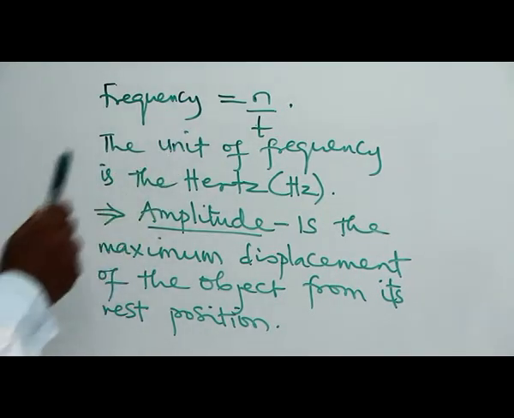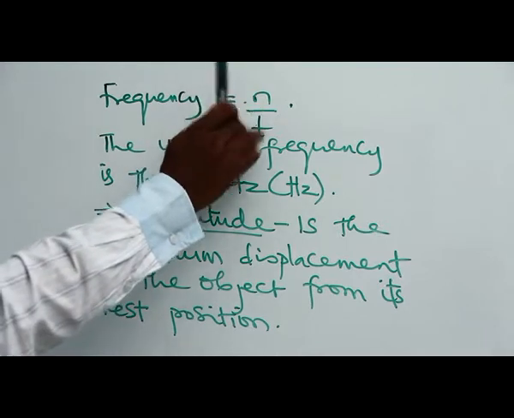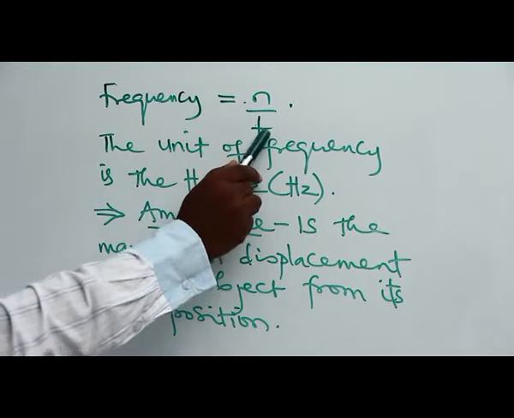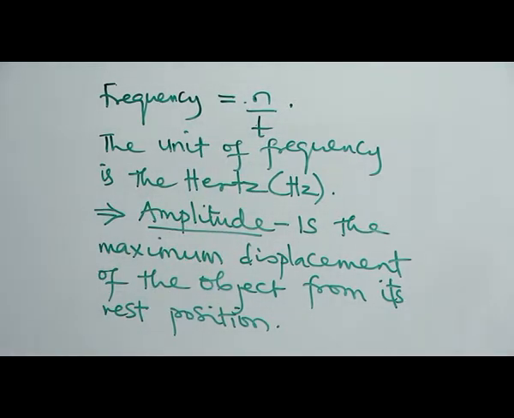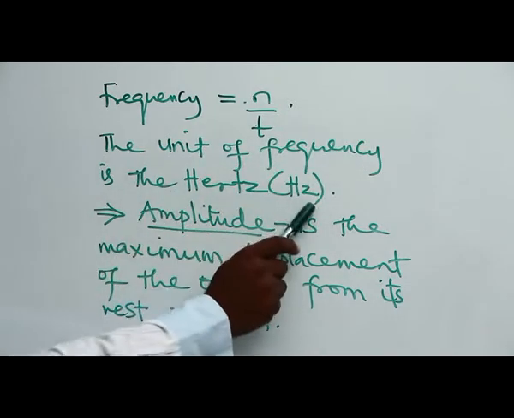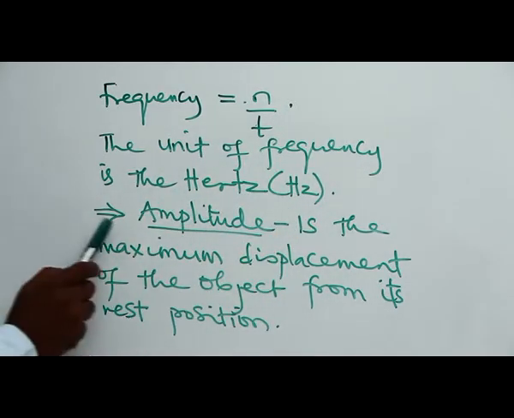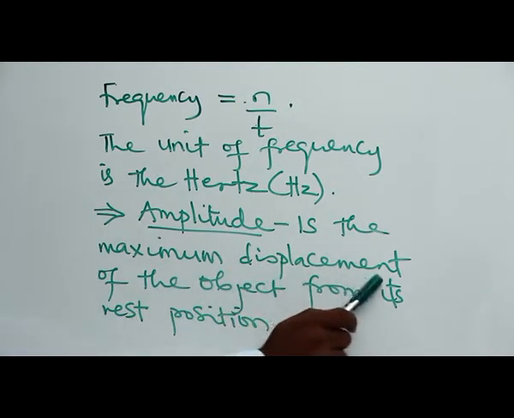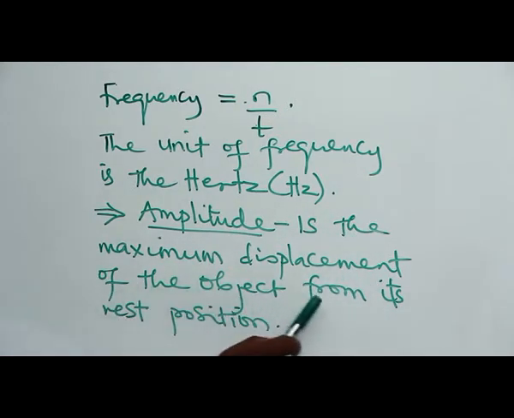Frequency is equal to the number of oscillations divided by the time taken to complete the oscillations. The unit of frequency is the hertz. Then amplitude is the maximum displacement of the object from its rest or equilibrium position.